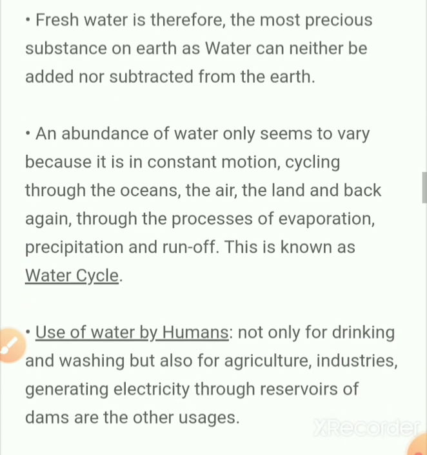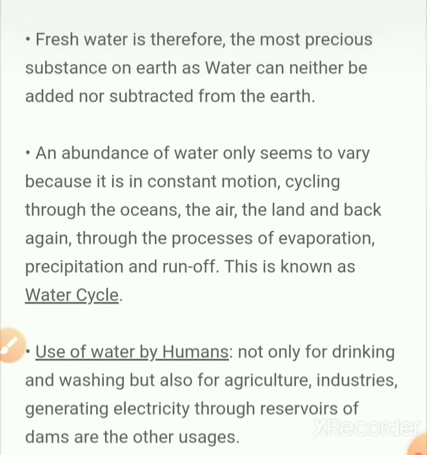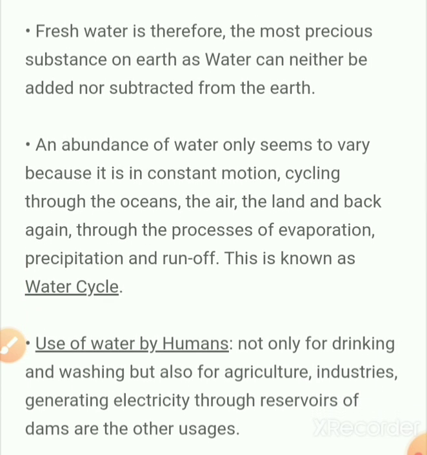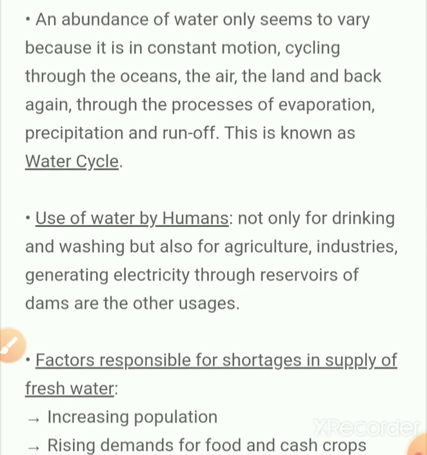The next point: fresh water is therefore the most precious substance on earth, as water can neither be added to nor subtracted from the earth. So fresh water is very precious, very valuable. The amount of water we can't add to or subtract from the earth. An abundance of water only seems to vary because it is in constant motion, cycling through ocean, air, land and back again. So we studied the water cycle.